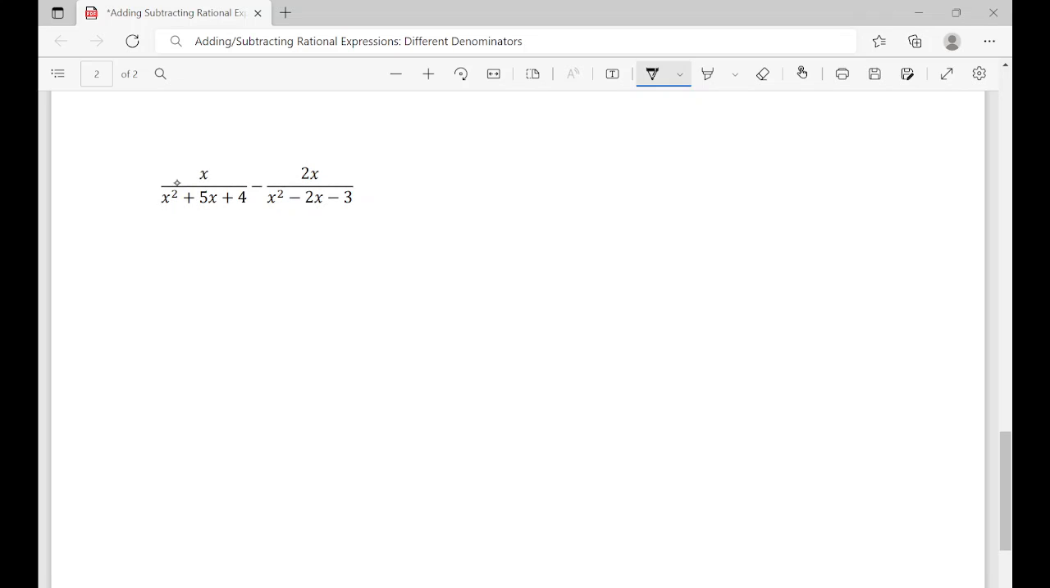Finally, I have x over x squared plus 5x plus 4 minus 2x over x squared minus 2x minus 3. So I need to find an LCD. But first, I need to factor. So this quadratic can factor down to x plus 4 and x plus 1. So I don't need this anymore. And this quadratic reduces down to x minus 3 and x plus 1. So I don't need this anymore.